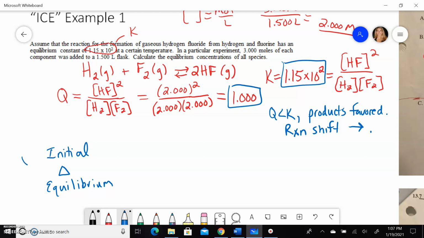Notice that these can be in units of moles or concentration, depending on the question. So in this case, we're going to use concentration, but in some of the later chapters, it'll make more sense to use moles, and I'll show you that when we get there. So let's go ahead and rewrite our reaction.